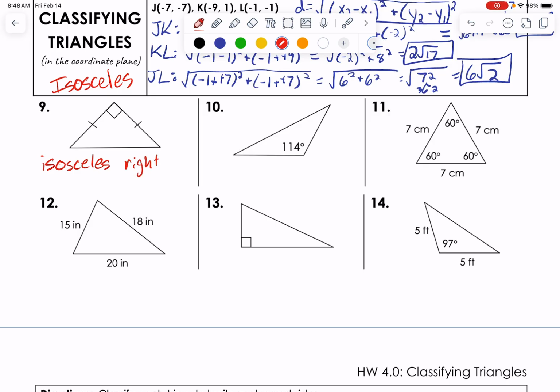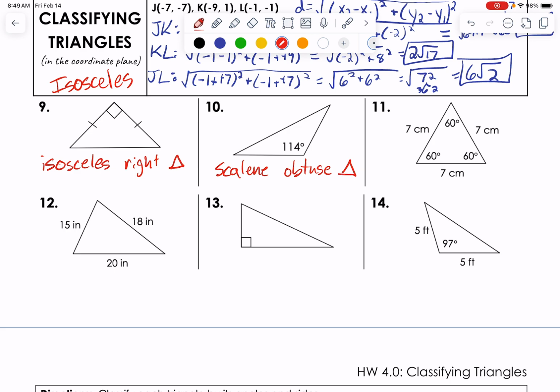I'm going to use the triangle symbol here. We've got 114 degrees on this one and no marked congruent sides. So we're going to assume that it's scalene and also obtuse. So a scalene obtuse triangle. Do a little better on that one.